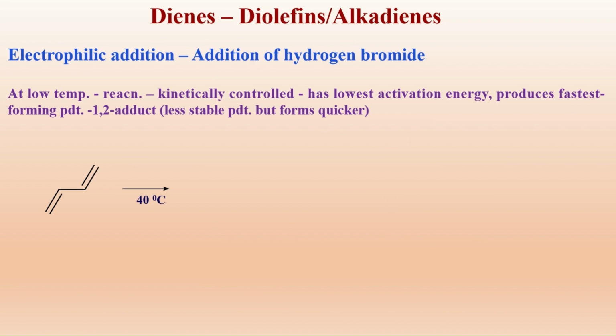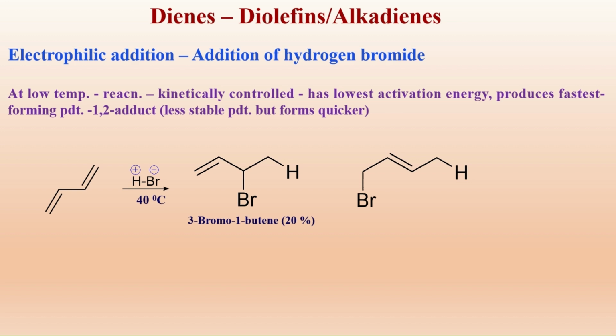But the same reaction, when it takes place at higher temperature, that is 40 degrees centigrade, I'll get 3-bromo-1-butene in 20% and 1-bromo-2-butene at 80%. The major product formed was 3-bromo-1-butene at minus 80 degrees centigrade, but it has become the minor product. Why is it so? The temperature has a profound effect.